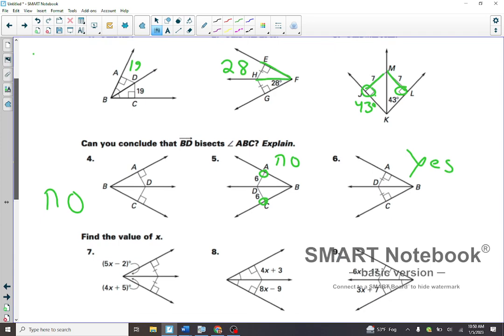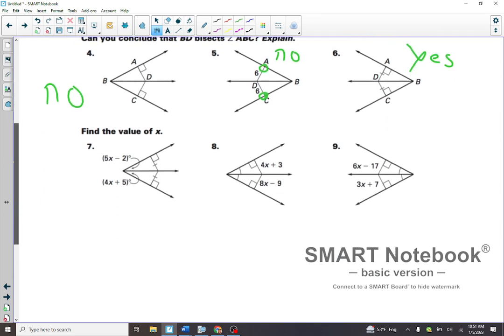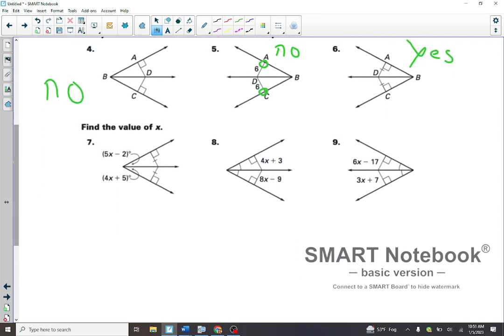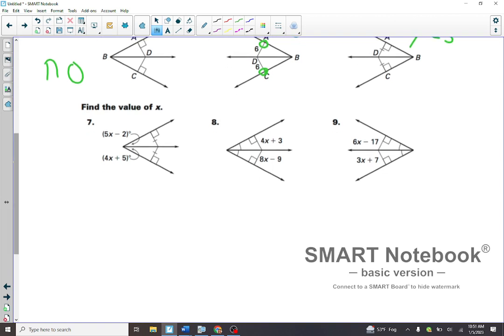Do you just set them equal to each other? Yes, because I have tick marks and angles, set them equal to each other. Again, this is a set-equal-to-each-other one. I'm going to do the math quickly. It's just showing you the whole angle. Set up 5x minus 2 is equal to 4x plus 5. Is it x equals 7?